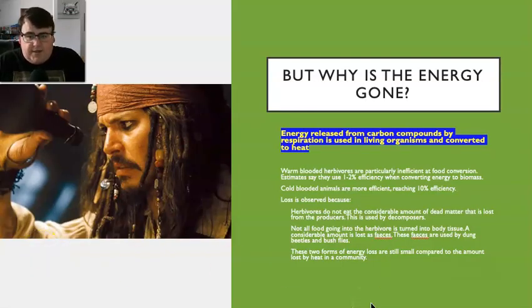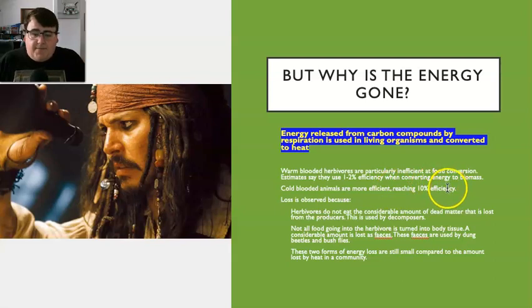If we're talking about where the energy is disappearing to, we need to talk about warm and cold-blooded animals. Warm-blooded herbivores are particularly inefficient at food conversion. Statistics say that they have about 1 to 2% efficiency converting the energy they're getting from those plants to biomass, and that's because of their heat. They have to monitor their internal temperature and make sure it's staying at optimum conditions in order to get their enzymes to function correctly. So they're using a lot of that energy to maintain their internal body heat, which means we're losing a lot as heat energy. So they're less efficient, whereas a cold-blooded animal is not using that energy to heat up its body, so they reach about 10% efficiency.